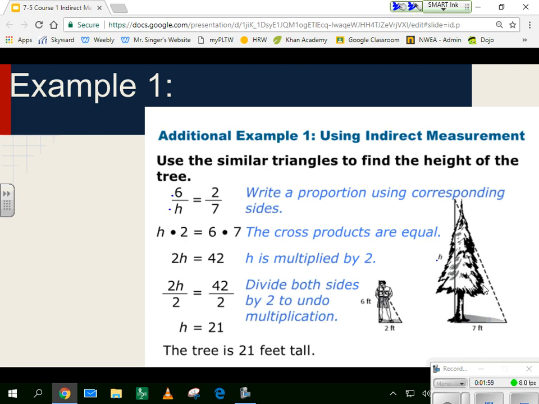Then we have the shadows that are cast by the person. You got to go in the same order. If we did the person on the top on the left, you got to do the person on the top as well in the next proportion of 2 to 7 feet tall.